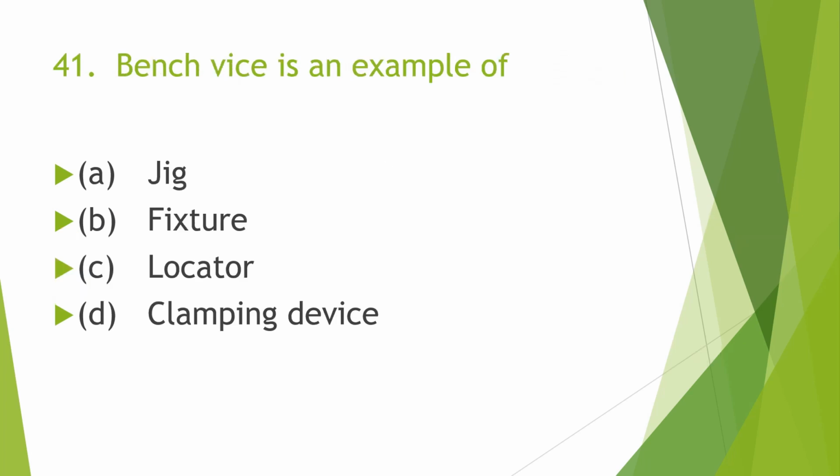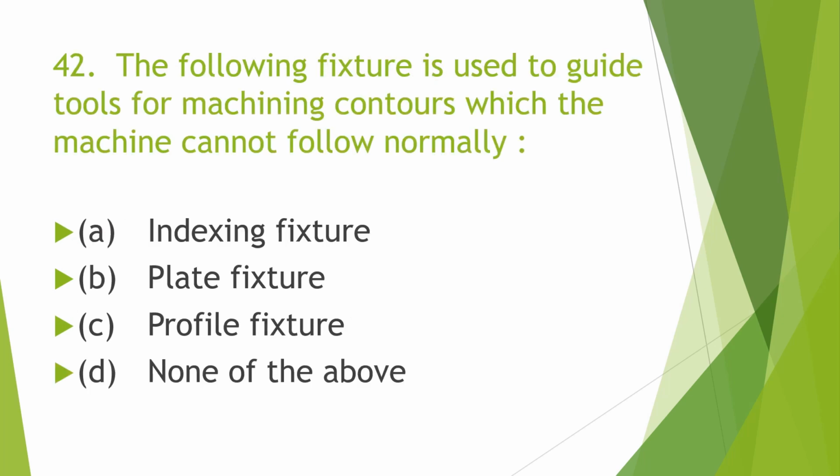Question number 41. Bench vise is an example of a fixture. Question number 42. Which of the following fixtures is used to guide tools for machining contours which the machine cannot follow normally? The answer will be profile fixture.